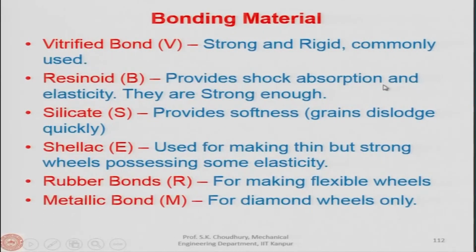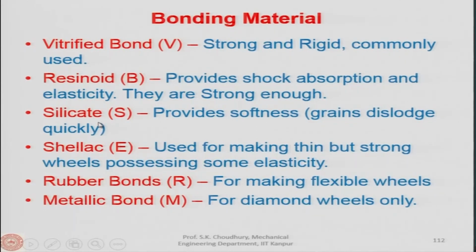In case of interrupted cutting, each time the tool is entering the workpiece and exiting from the workpiece, there will be a shock, a shocking load. So, impact loading. That load has to be withstood by the grinding wheel, and the grinding wheel may be brittle. Therefore, the resinoid is used as a bonding material to overcome that kind of shock load or impact loading. So, the resinoid overall provides shock absorption, to some extent elasticity, not very high elasticity, but to some extent, and they are strong.